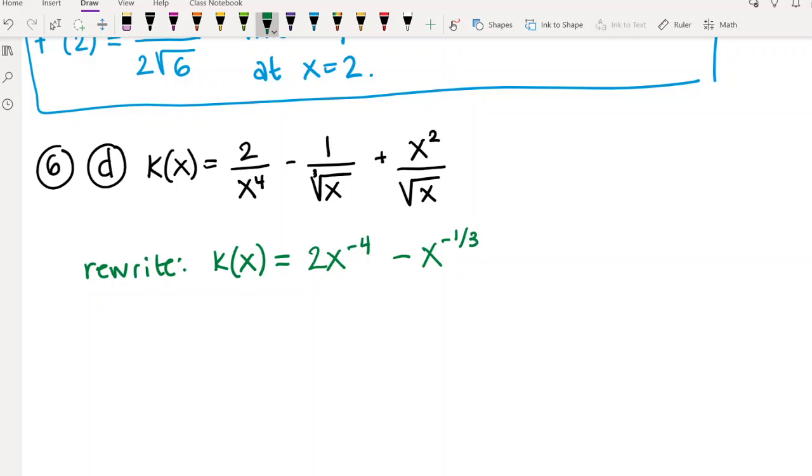And then this last part, well, this is x squared over x to the 1/2. And so we can simplify that using exponent rules. So we have 2x to the negative 4 minus x to the 1/3. And then this part we have 2 minus 1/2. So that's going to be 1.5, right? If you have 2 and you subtract out a half, you'll be left with 1.5, which is 3/2.